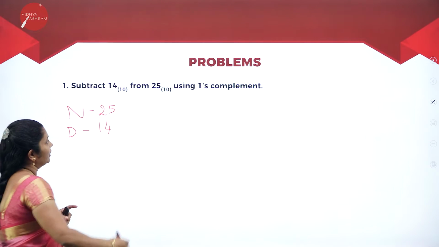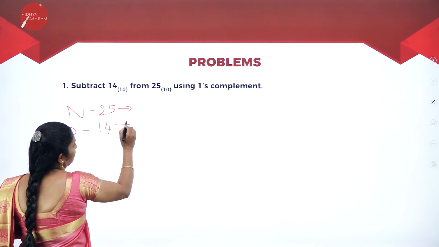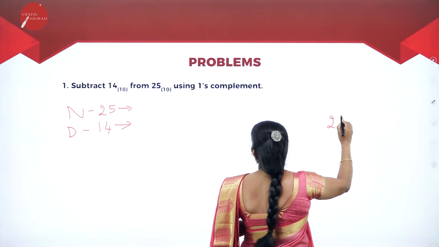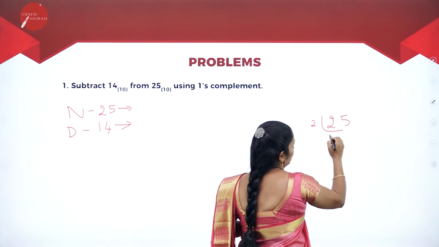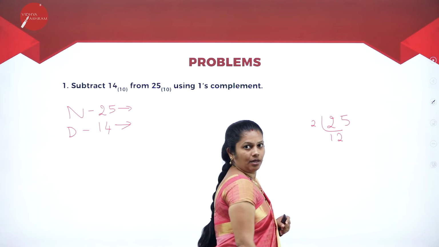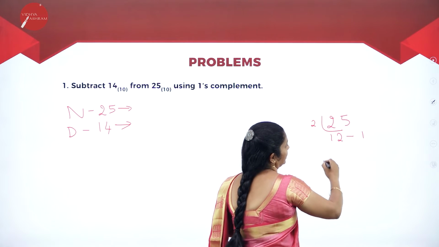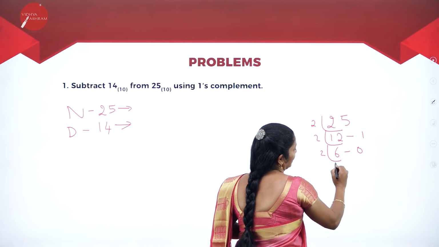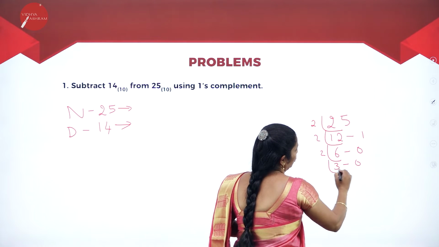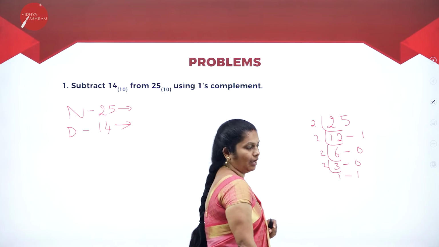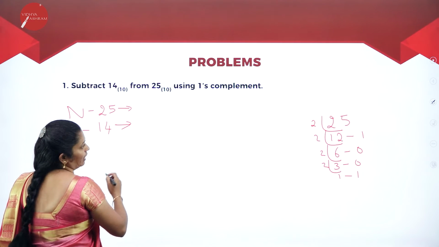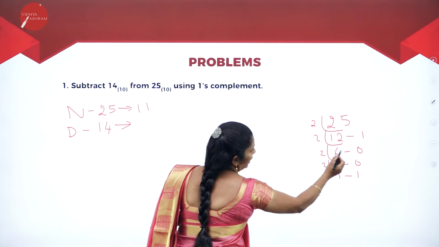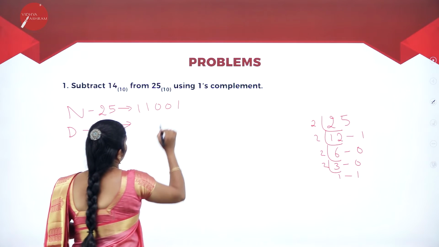First step, find the binary value for both numbers. How to find the binary value? For 25, 2 12s are 24, remainder is 1. Then 2 6s are 12, remainder is 0. 2 3s are 6, remainder is 0. 2 1s are 2, remainder is 1. Now for 25, the binary value is 1 1 0 0 1.